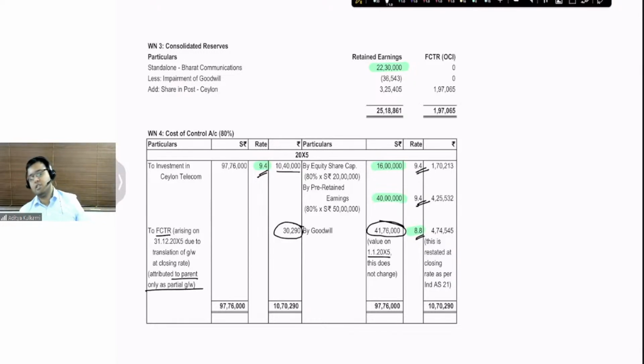Since it is partial goodwill, otherwise your FCTR is a reserve. Reserve has to be analyzed. So reserve will be attributable to parent as well as NCI. But since this is partial goodwill, goodwill is attributable only to NCI. That is why the FCTR arising on the goodwill translation will also be attributable only to the parent and not to the NCI.